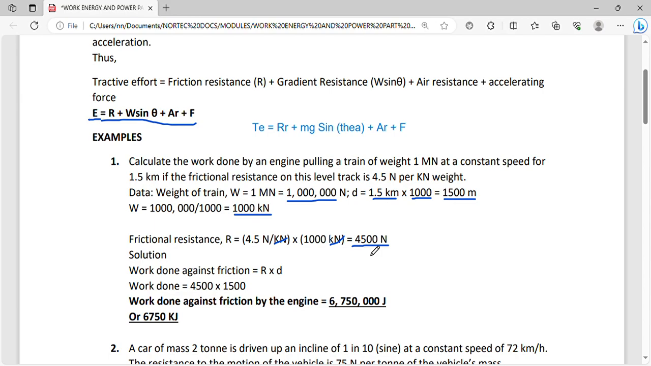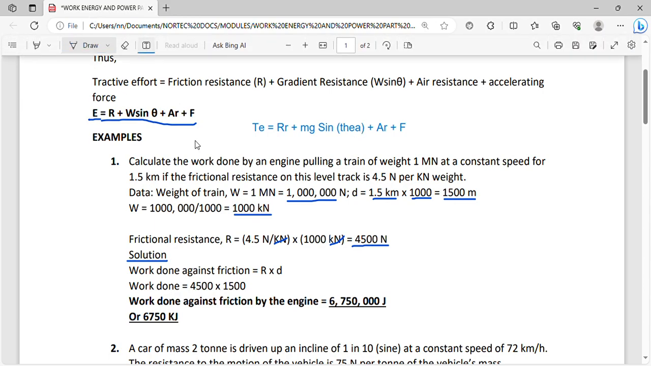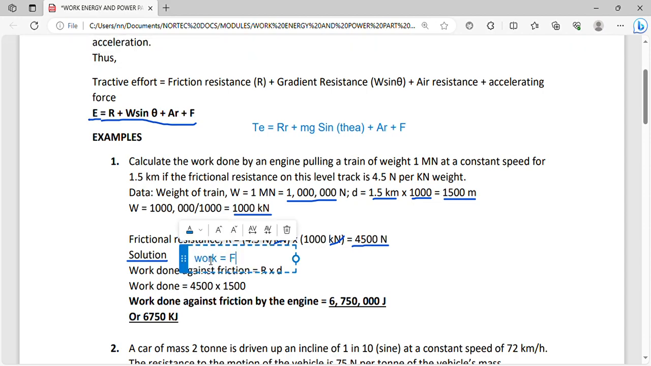First thing we do there, I think that was a critical part of this, the data. Next, we can try to work this out. What we know about work done, the general formula: work done is force multiplied by distance. In this case, the force is the resistance, or the rolling resistance. The question has already told us to calculate the work done by an engine in pulling that.